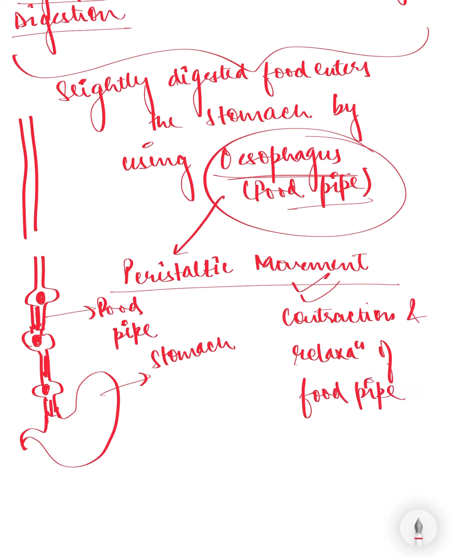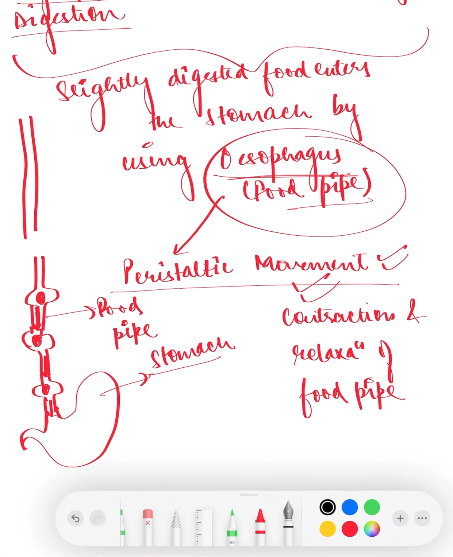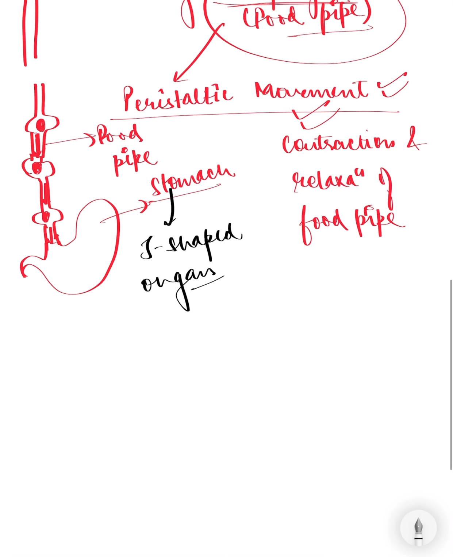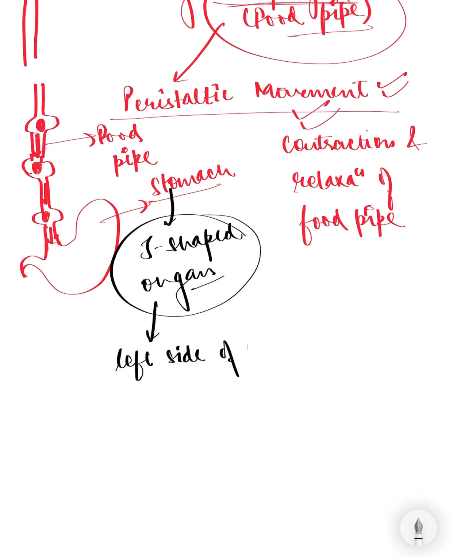Now after this peristaltic movement, the food enters the stomach. Stomach is a J-shaped organ. This J-shaped structure is very important, it is present on the left side of the abdomen, and the food stays there for around 3 hours for the proper digestion.